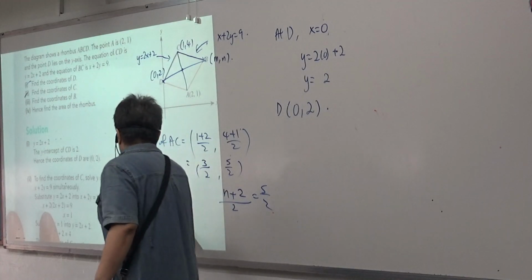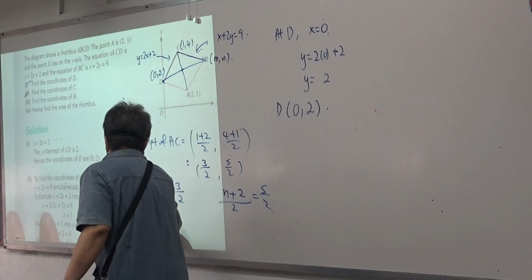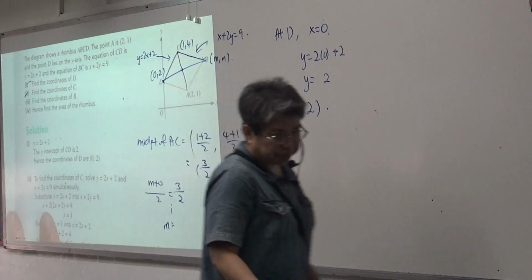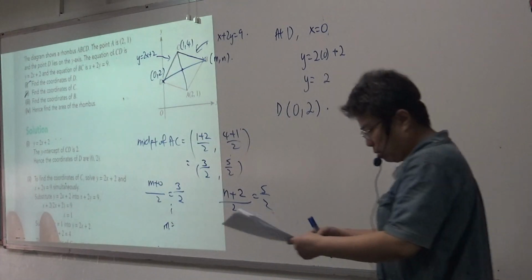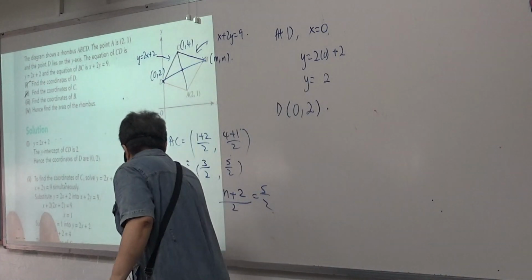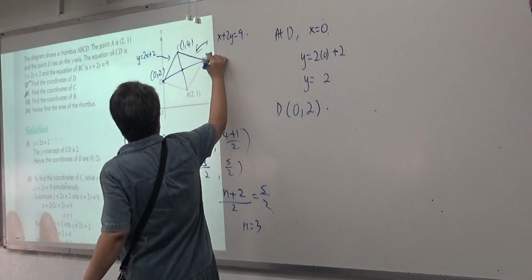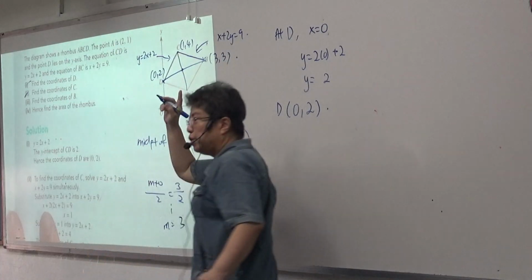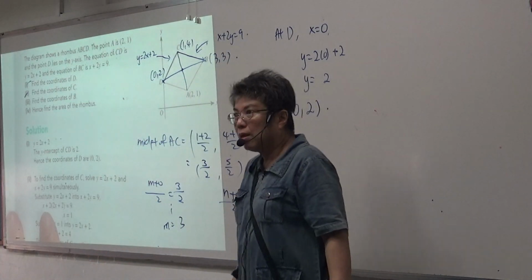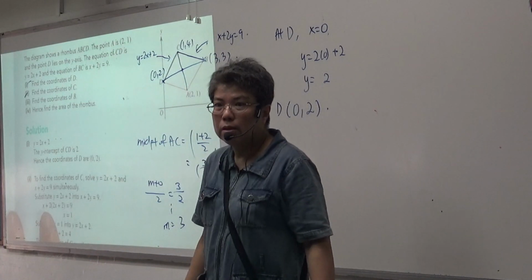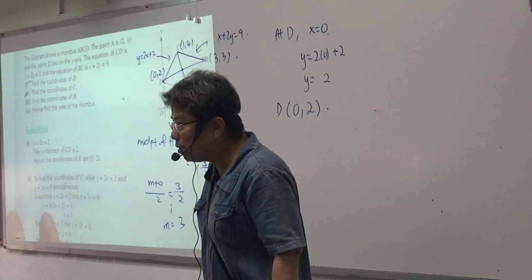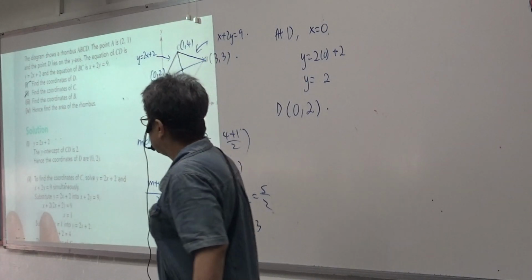So I solve this, you will get n as 3, and you also get n as 3. So my B is actually what? 3, 3. Understand now? Okay. Understand what I'm talking about? Can? What's the last part?